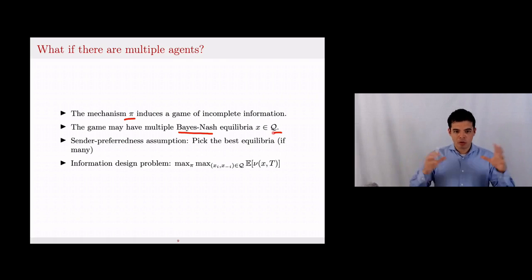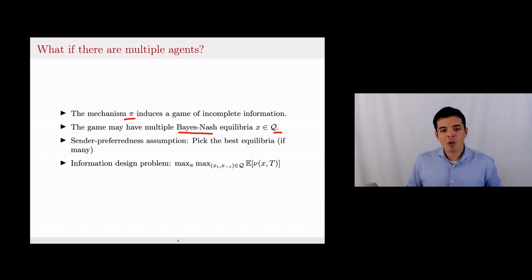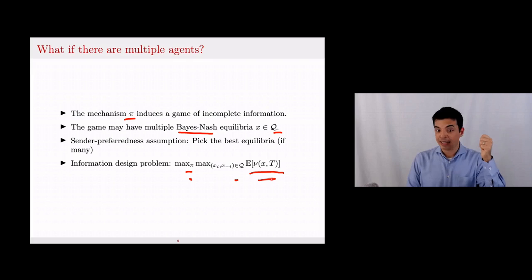Let me denote by Q the set of all Bayes-Nash equilibria that is induced for a given mechanism pi. I'm again going to make the standard sender-preferredness assumption. That is, if there are multiple equilibria, I am going to focus on the best one. Best one meaning the one that yields the highest payoff to the designer. The designer's decision problem then is the following. I will maximize over all possible mechanisms. I'll choose the one that yields the highest expected payoff to me at the end of the day, given the actions of the receivers. More formally, a given mechanism pi induces many Bayes-Nash equilibria. If so, I will focus on the best one and evaluate my expected payoff. That's the payoff that I can guarantee under mechanism pi.